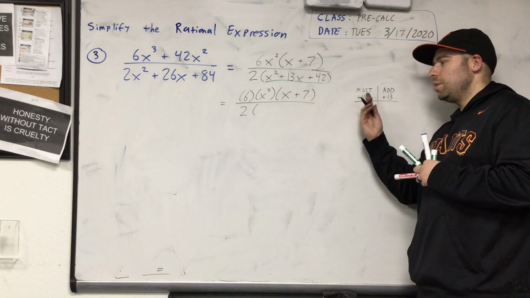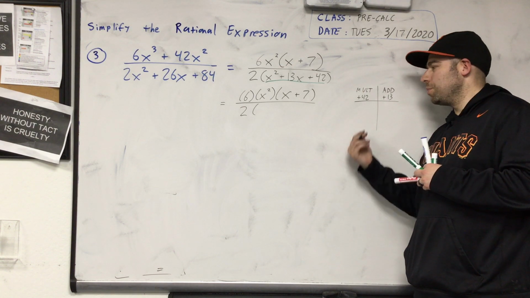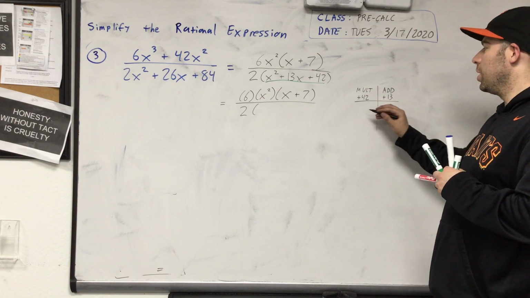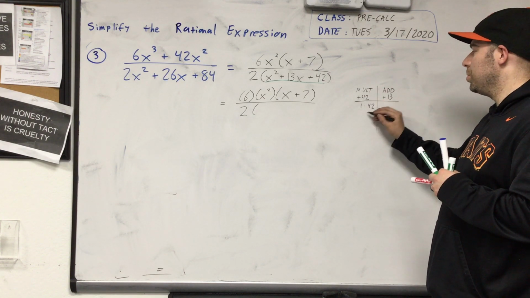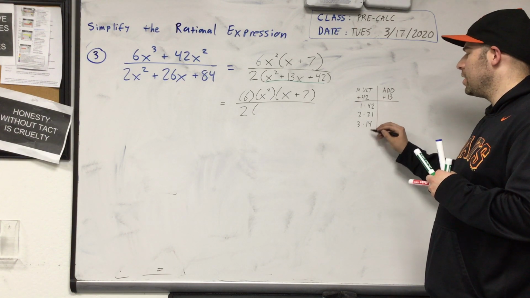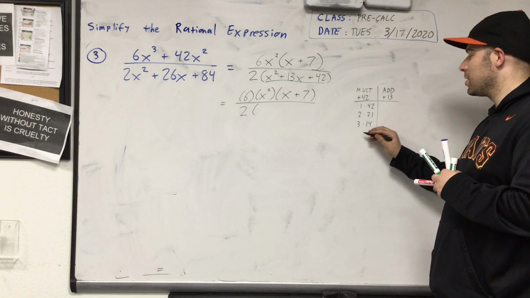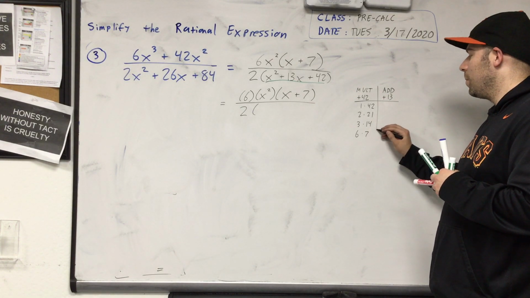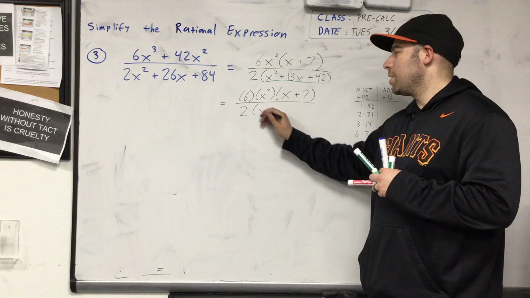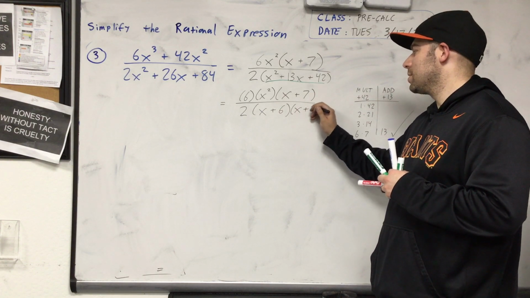Well, you guys complete the table. Pause the video if you need to complete this table. Okay? So we go through the gauntlet. We try 1 and 42, 2 and 21, 3 and 14. 42 divided by 4 is a decimal. 42 divided by 5 is a decimal. 6 times 7, but 6 plus 7 is the winner. So therefore, this becomes x plus 6 times x plus 7.